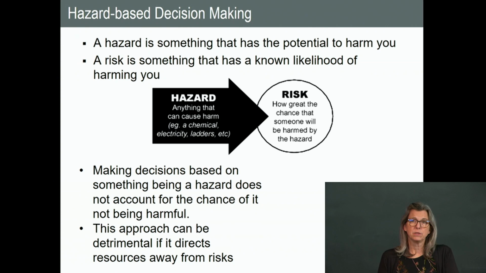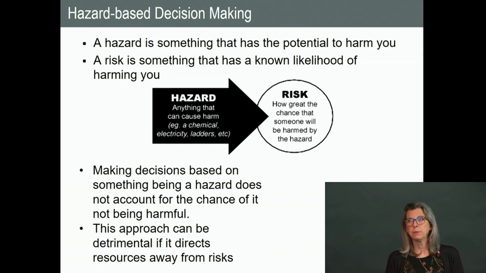Hazard-based decision making is another general approach that people might take. This is where people don't look at the likelihood of the harm, they just look at the severity of it. So it's a part of a risk-based decision, but it doesn't take the whole piece into account. A hazard is something that has the potential to harm you. A risk is something that has a known likelihood of harming you. So this diagram shows those two elements in relation to each other. Making decisions based only on hazard does not account for the chance of it not being harmful.